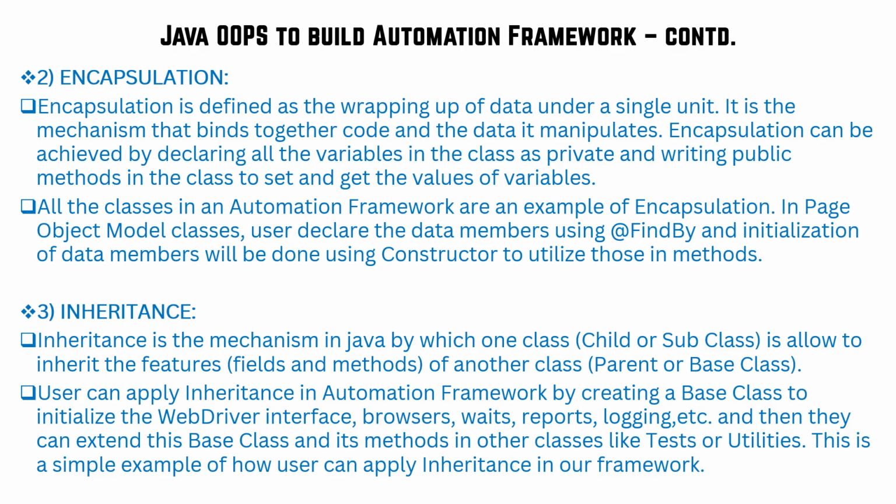Inheritance is the mechanism in Java by which one class, the child or subclass, is allowed to inherit the features, which are nothing but the fields and methods, from another class, which is the parent class or base class. You can apply inheritance in an automation framework by creating a base class to initialize the WebDriver interface, browser, wait mechanism, report, and logging functionality, etc.